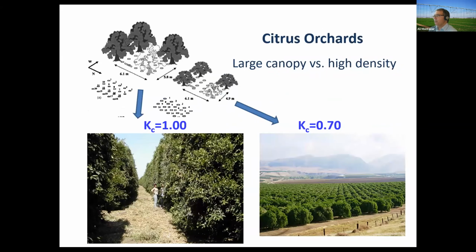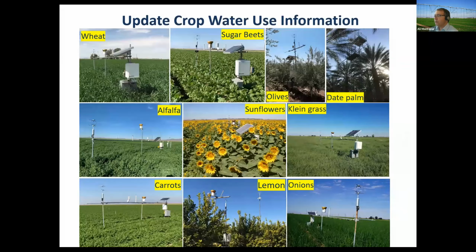This is another example: citrus with large canopy versus citrus with high density. You obviously see different crop coefficients. For large canopy, we have a KC of about 1. For high density in San Joaquin Valley, 0.7. Even if you calculate crop ET for the entire season, these are significant differences for these 2 different canopy types. So this is important information we need to consider.